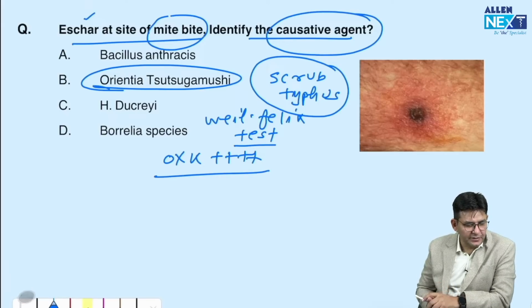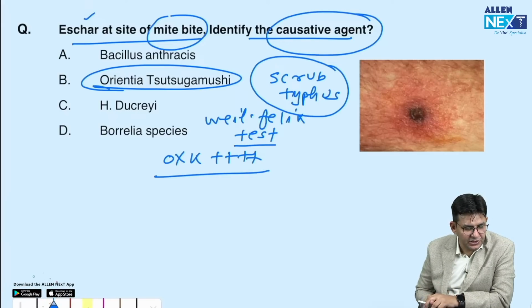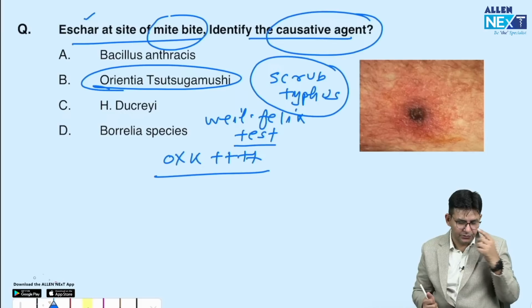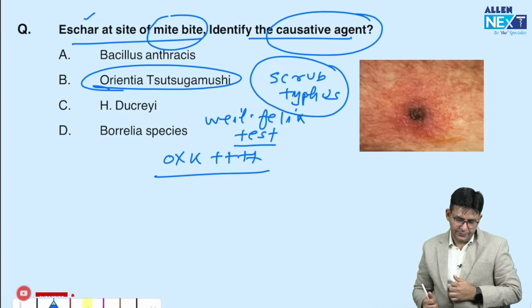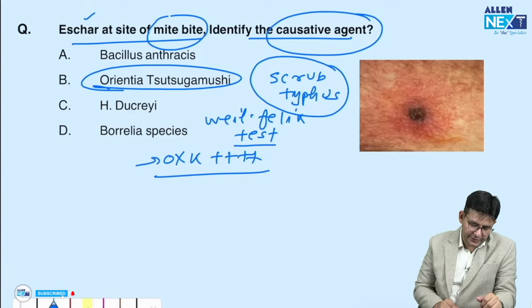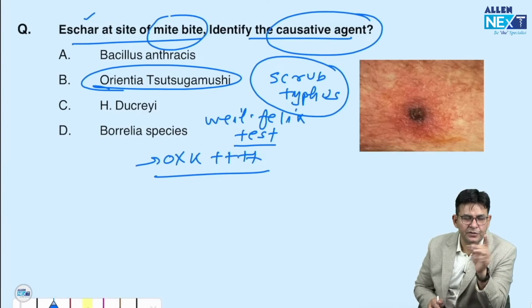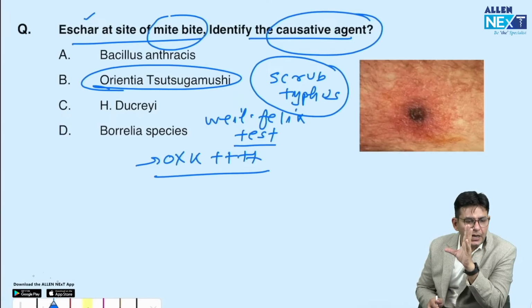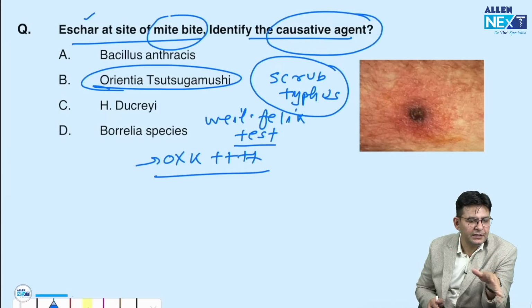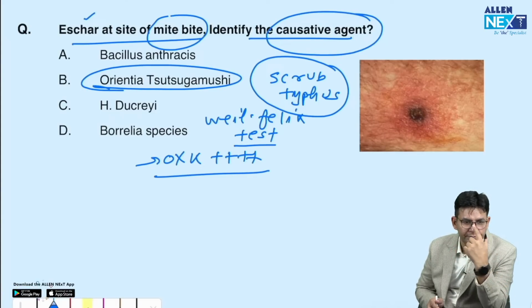OXK is strongly positive and Abdul, you are right, it is also termed as chiggerosis. Okay, chiggerosis. Weil-Felix test is which type of test? First of all, tell me this. It is a heterophile agglutination test. Which is the other example of heterophile agglutination test? Paul Bunnell test. Tell me in the comment section, Paul Bunnell test is done for.